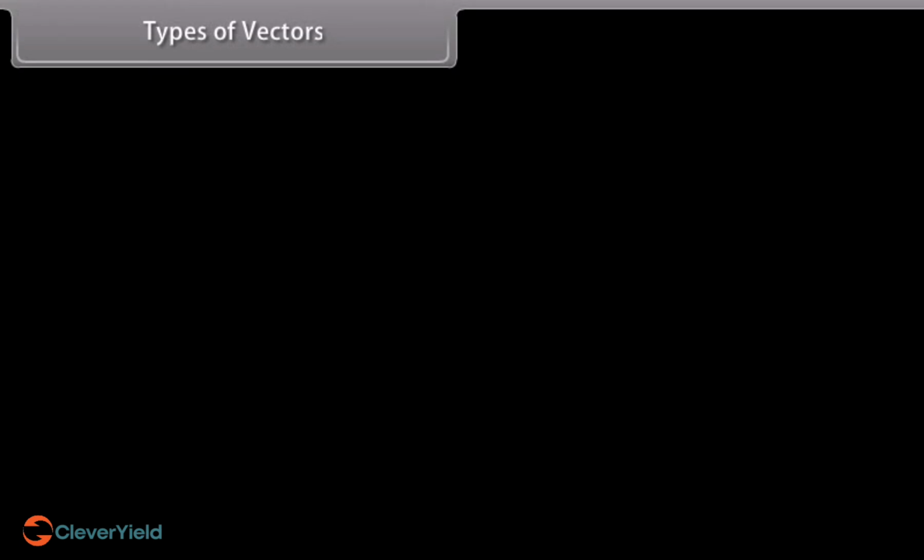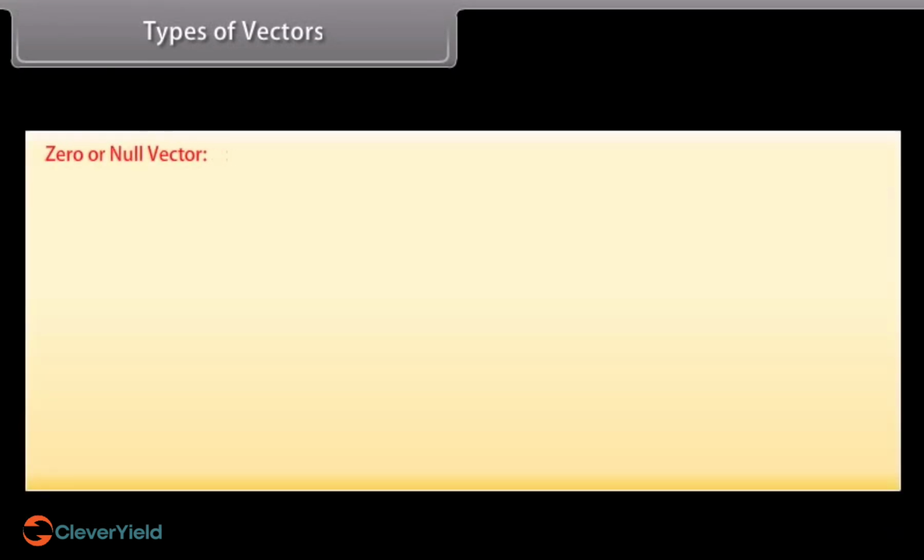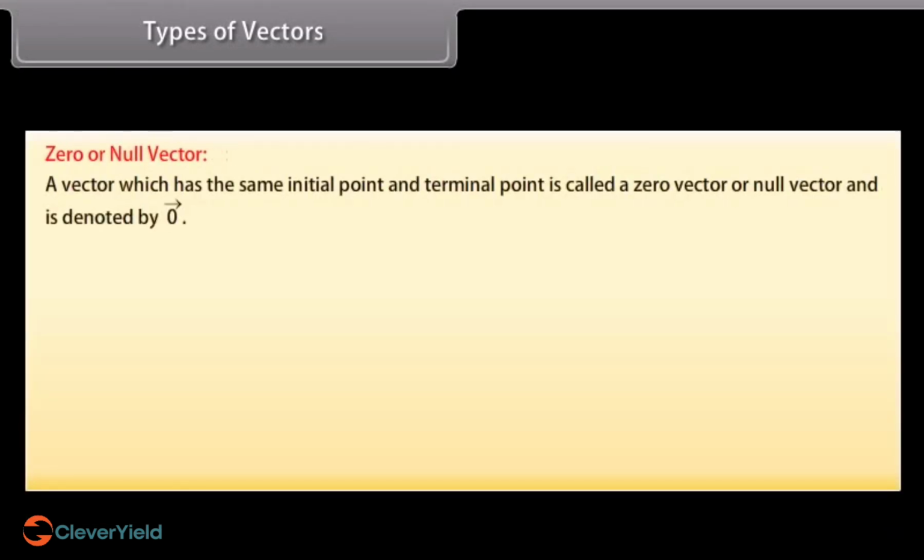Types of vectors. Zero or null vector. A vector which has the same initial point and terminal point is called a zero vector or null vector and is denoted by vector 0. Vectors AA, OO, BB all are zero vectors.